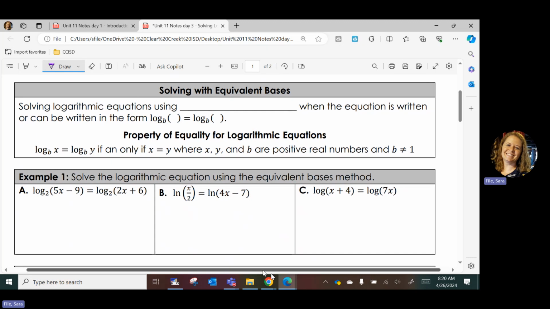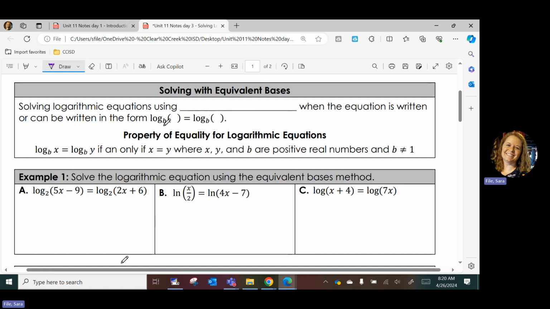All right, so let's start looking at this new stuff. If you look at the notes front and back, there are 3 different ways that we're going to go over how to solve log functions or log equations. Okay, so the first one is using equivalent bases. Solving log equations using equivalent bases when the equation is written or can be written in the form log base b of something equals log base b of something.